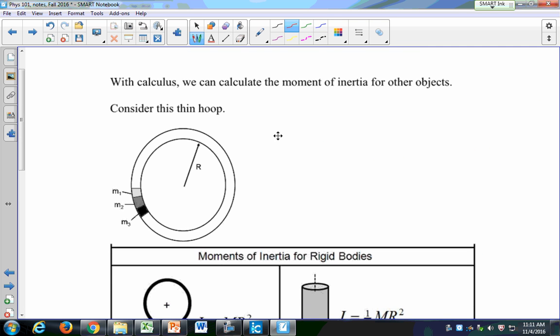Now, with calculus, and we're not going to do it in this class, we do it in the other one, but we can calculate the moment of inertia for other objects. We can do it for this object because it's fairly straightforward.